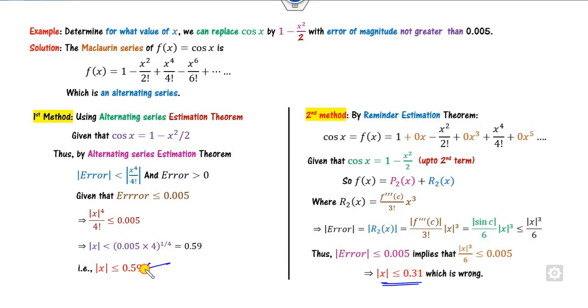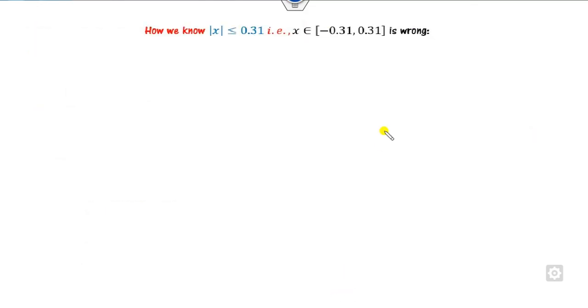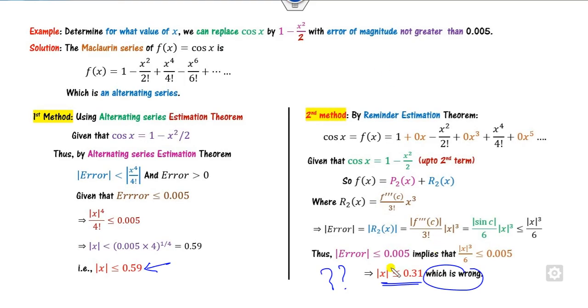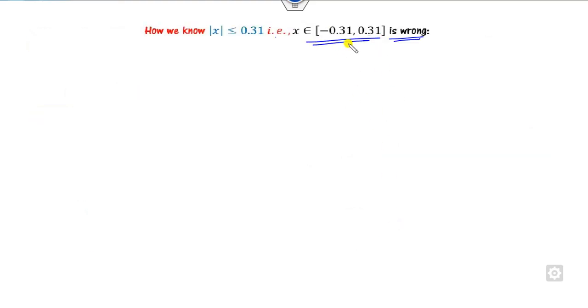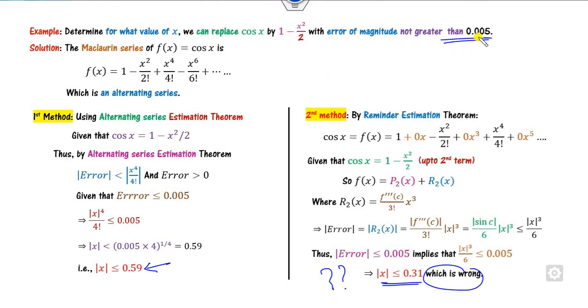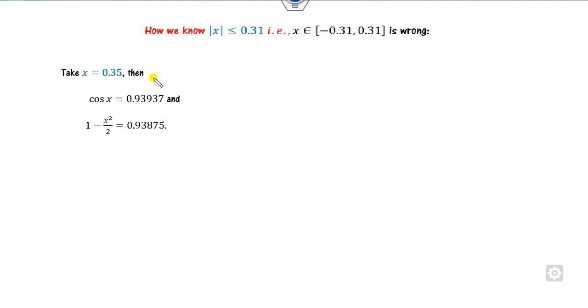But you can see that both the answers are different and this answer is wrong. But the question is why? How do you know that the answer is wrong? What is the meaning of this range? It means if you take any value of x outside of this, you will get an error more than this. So let's try with that.